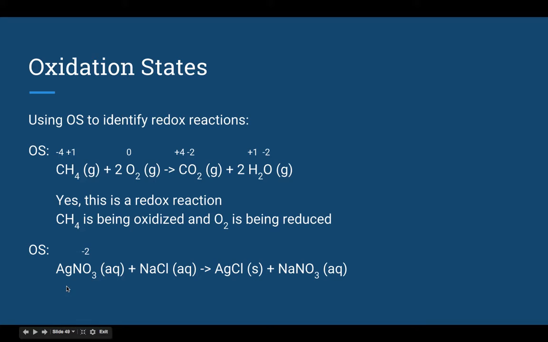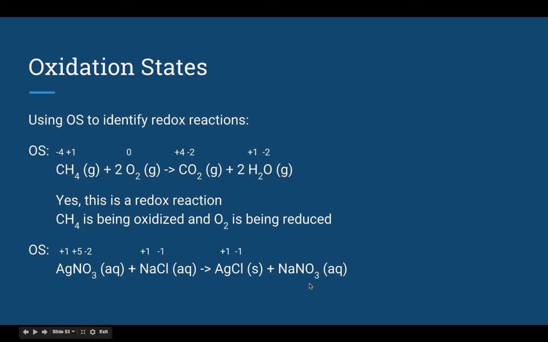Silver we know is going to be +1 because silver is a monoatomic ion. It always takes that +1 charge. Okay, so nitrogen's +5, silver's +1. We already did sodium chloride. Silver chloride similarly is monoatomic ion, so it's going to be -1 and +1. And sodium nitrate here, again, one thing you'll notice is that when you have a polyatomic ion that doesn't change from one side of the reaction to the other, it'll have the same oxidation states.